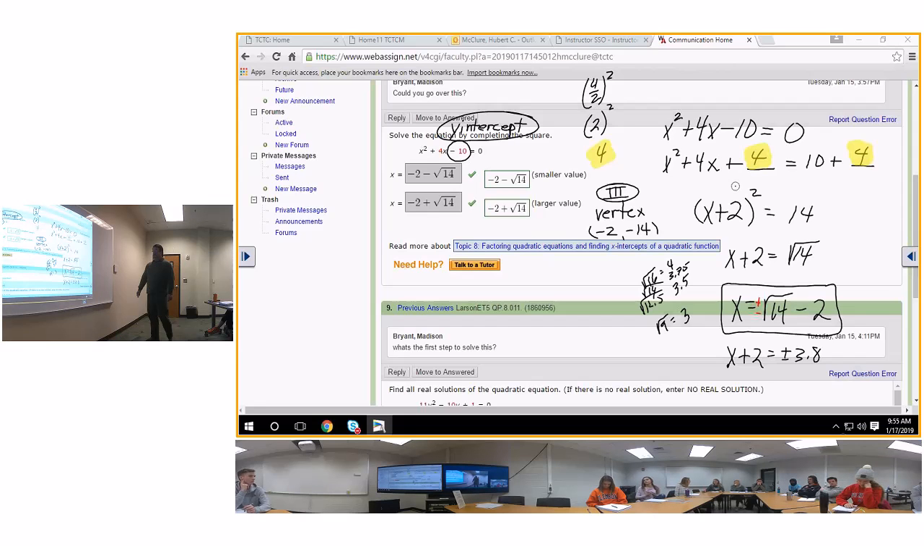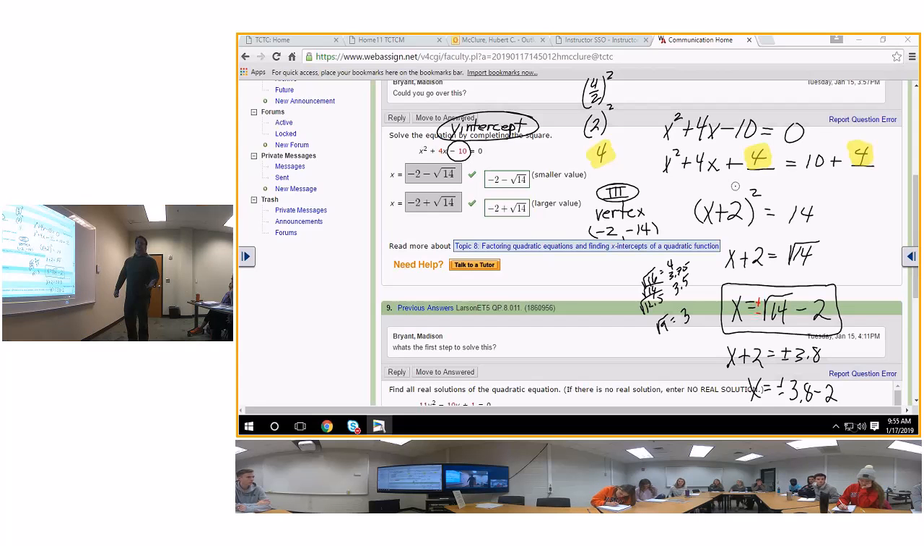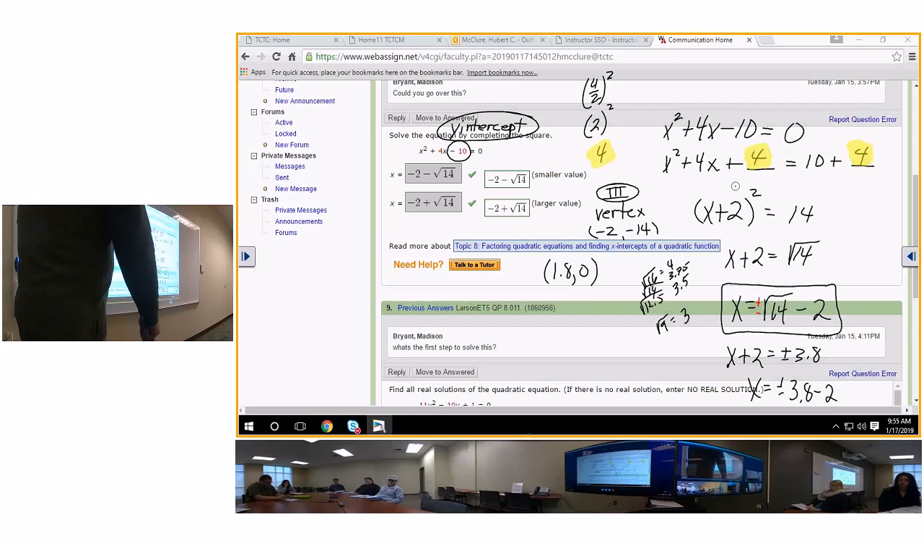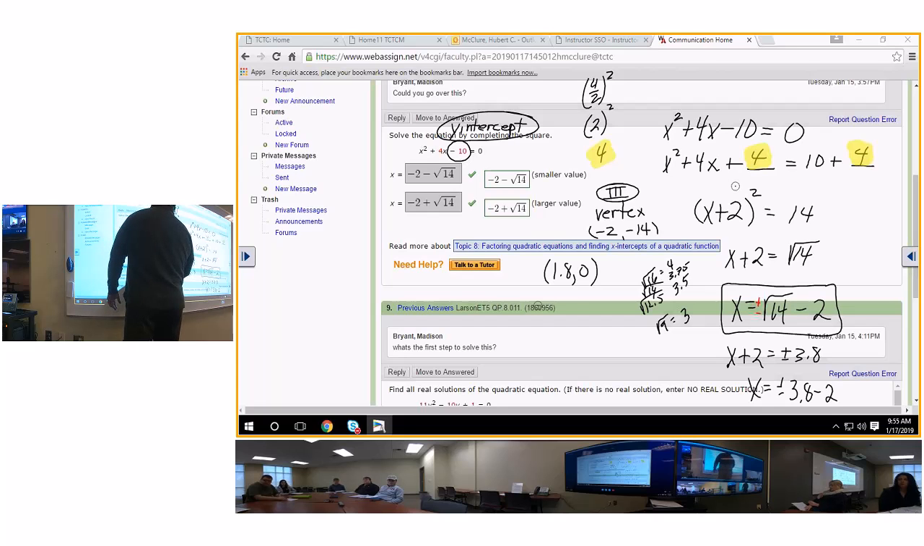It's much faster. X equals positive or negative 3.8 minus 2. What's 3.80 minus 2? 1.80. So that means our first x-intercept is 1.8. You owe somebody $3.80. You owe somebody $2. What do you owe them? $5.80. So there's our x-intercepts.